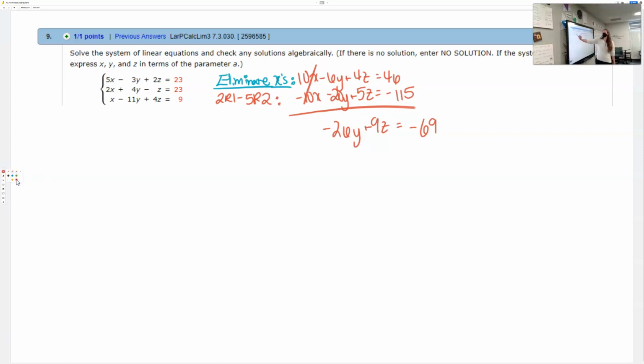Is it okay if I just multiply everything by a negative 2, to make it go away? Okay, so I'm going to do row 2 minus 2 row 3. So that's going to be 2x plus 4y minus z. And then multiply everything by a negative 2. So negative 2x plus 22y minus 8z.